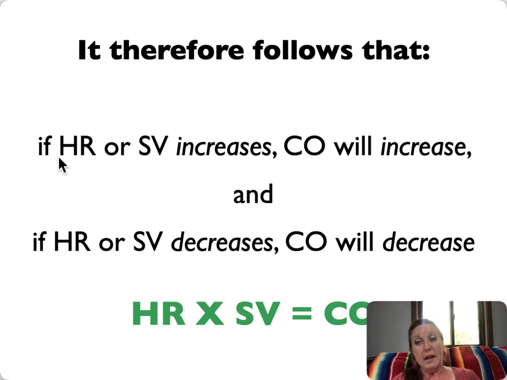So if our heart beats faster, more times per minute, or it pumps out a greater volume, that's going to increase our cardiac output. If heart rate or stroke volume decrease, so our heart is slower, not beating as many times per minute, or is pumping out less, then of course the overall cardiac output will decrease.